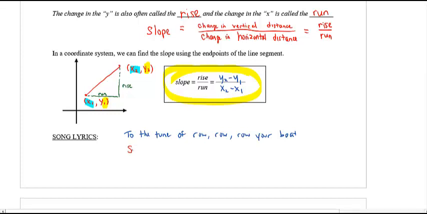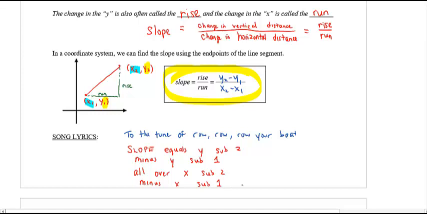Here's the slope version. Here's the first line. Slope equals y sub 2 minus y sub 1, and then the bar divide by, right? All over x sub 2, and then minus x sub 1. There you go. Slope equals y sub 2 minus y sub 1 all over x sub 2 minus x sub 1.